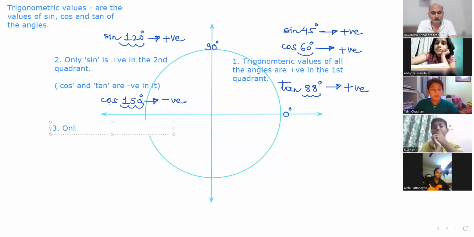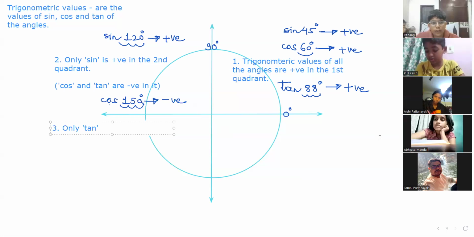I had a doubt. Yes, go ahead. Sir, you have written only sine is positive in the second quadrant. Sir, why can't cosec be positive? Because you said that if we invert it, it will also become positive. As I said, we are focusing only on sine, cos and tan. Talin asked this just a while ago: cosec, sec and cot, why are we not considering them? They are just inverses of these values. So we will be considering only sine, cos, and tan.